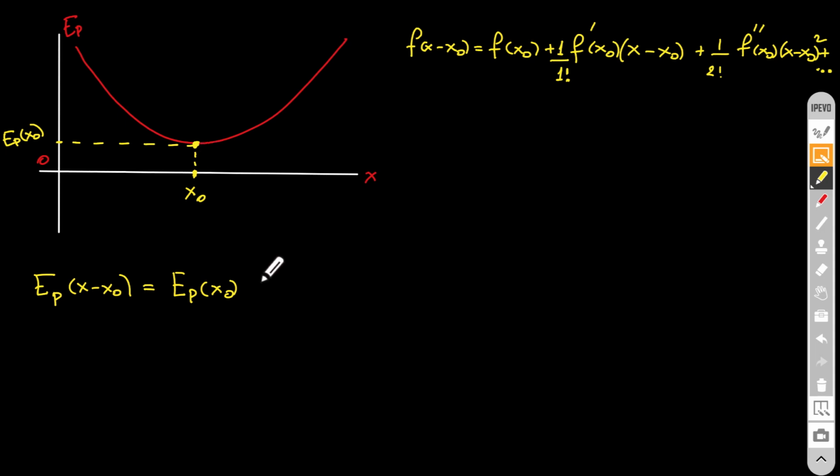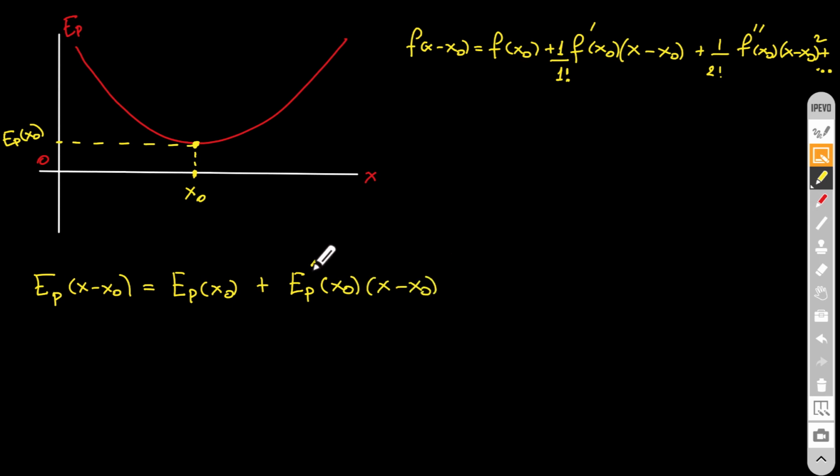Okay, so I'm starting my Taylor series for my potential energy from here, which makes sense. That's the minimum. Now the next term is 1 over 1 factorial, which is just 1. And then I have the derivative of the potential energy at x naught times x minus x naught.